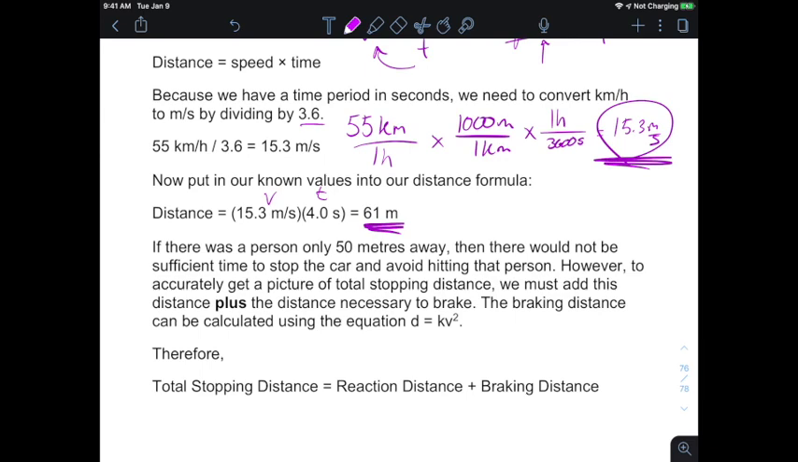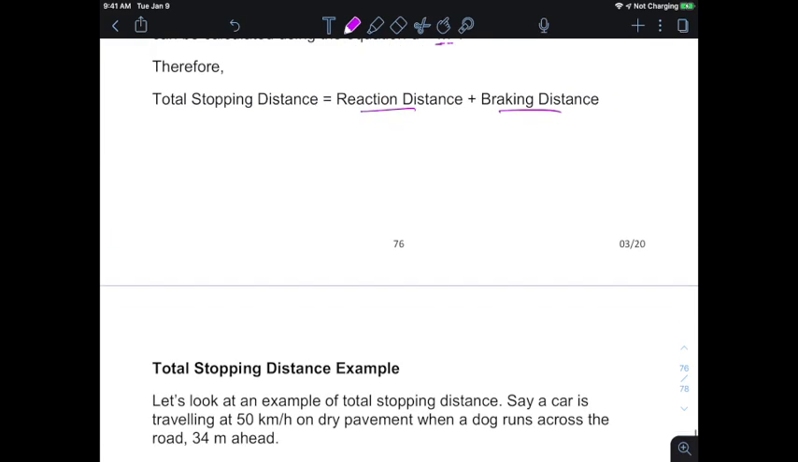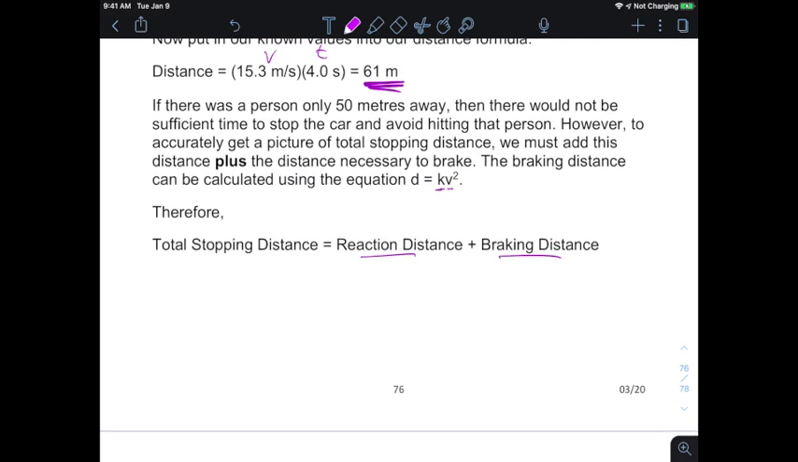However, to accurately get a picture of the total stopping distance, we must also add the distance necessary to brake. So the braking distance is calculated by the distance equals the frictional constant that we're using and the speed squared. So therefore, the total stopping distance will be equal to the reaction distance plus the braking distance. So let's just assume that we are on a dry road. We're going to be adding in that 0.06 as our coefficient. This is the same value we used in the earlier video.